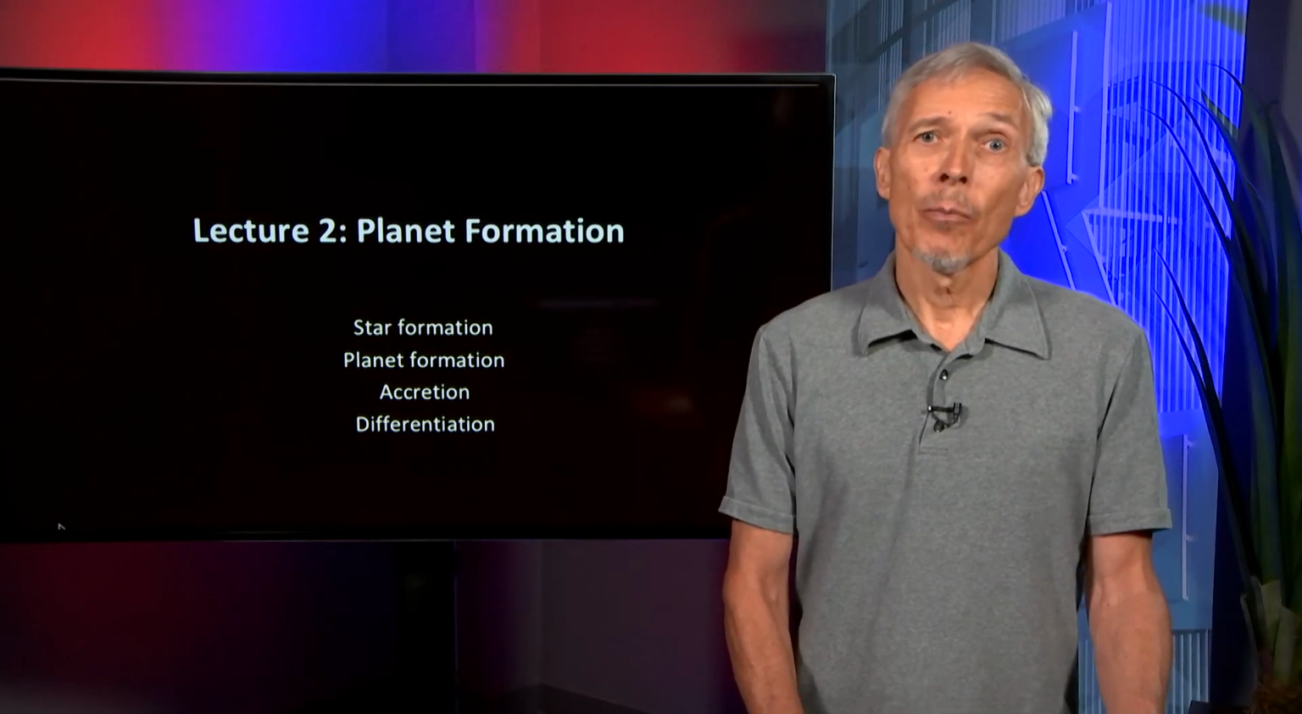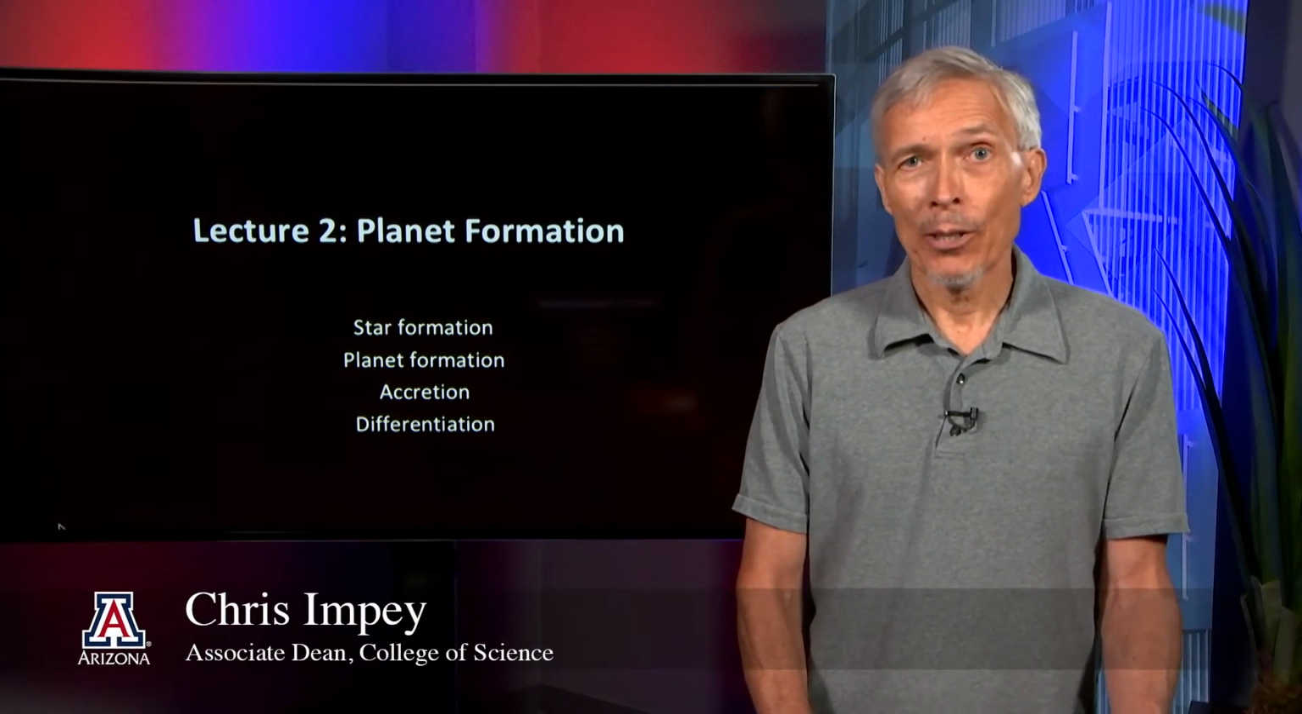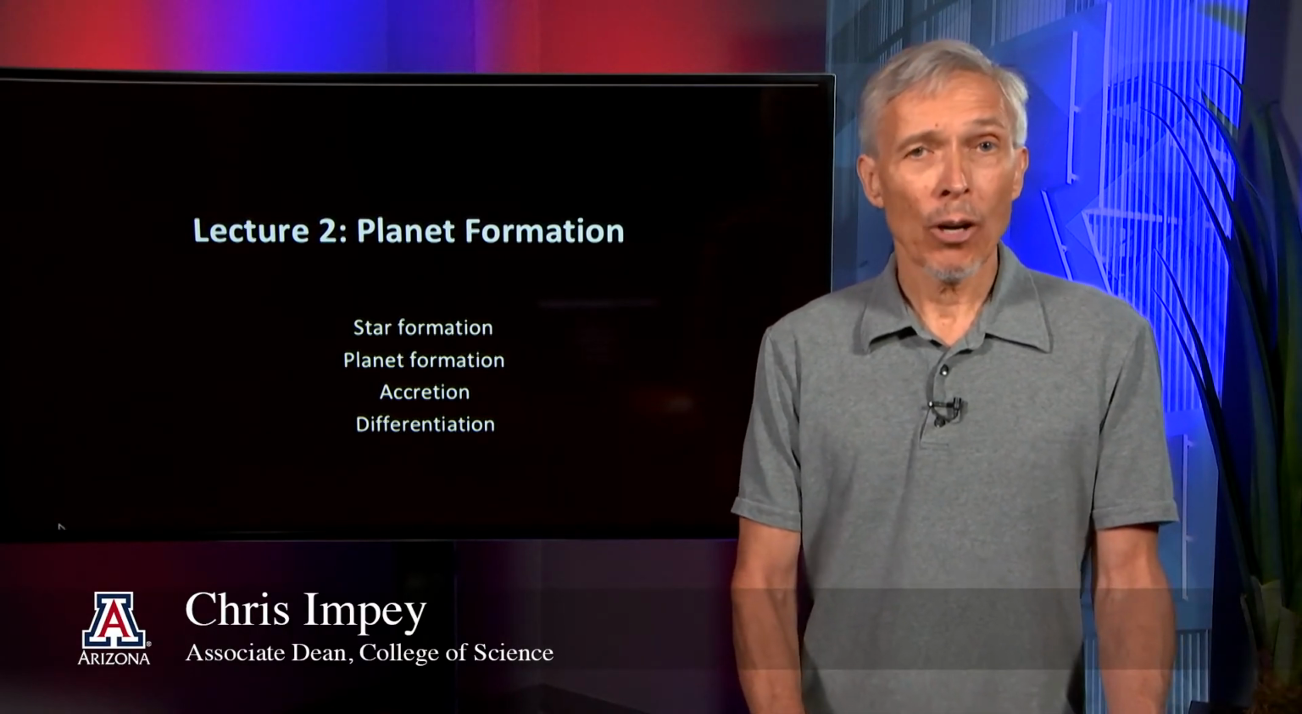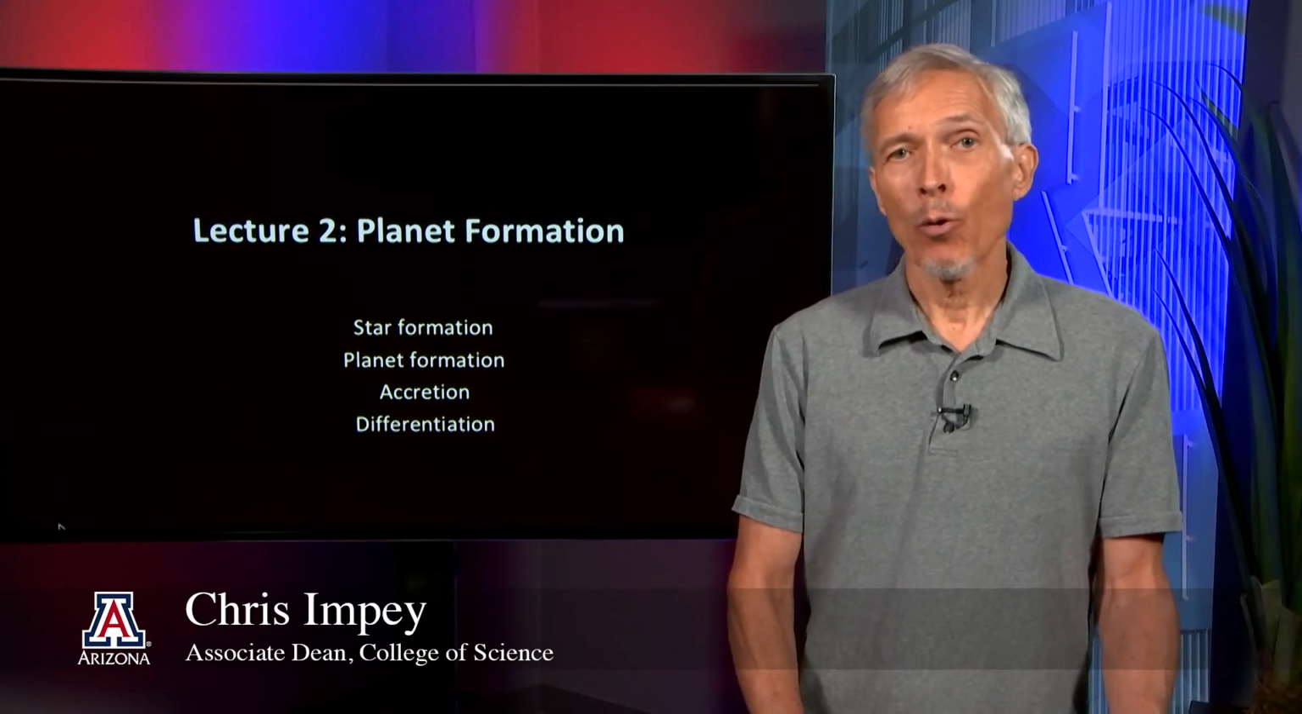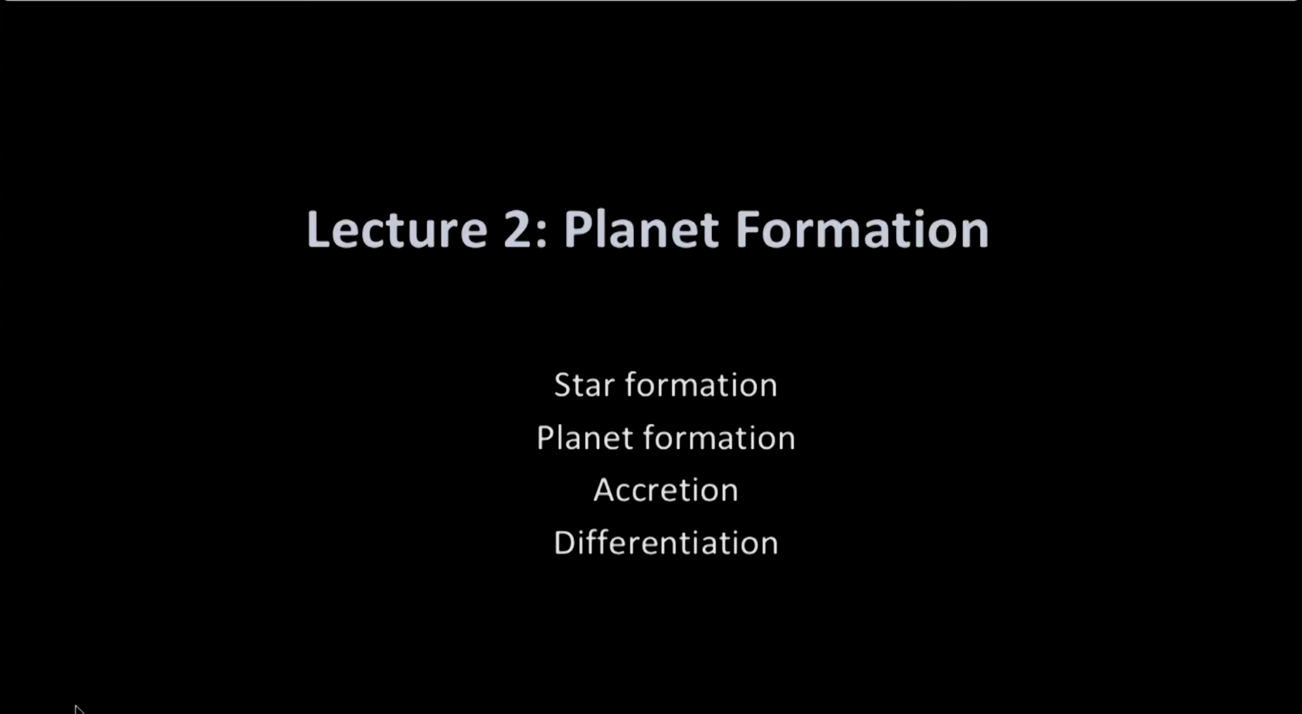The second lecture in this module is about planet formation. So we're going to talk about how stars form, because planets form as a byproduct of star formation. We'll talk about what we know about planet formation, either in our own solar system or by extrapolation in the new solar systems we're finding far beyond the Earth and the Sun. And we'll talk about the physical processes of accretion and differentiation that occur when planets form and then evolve.